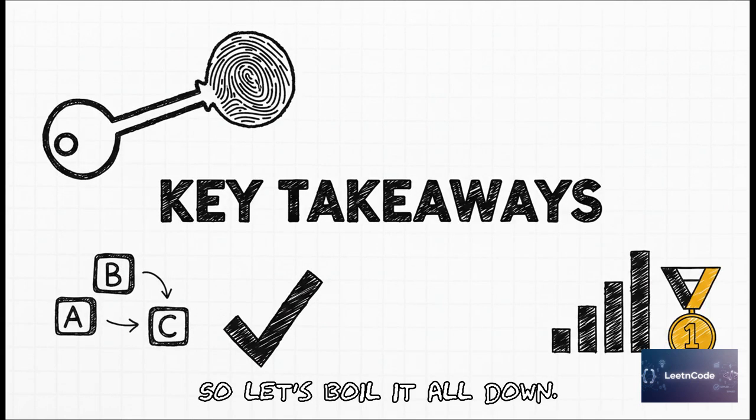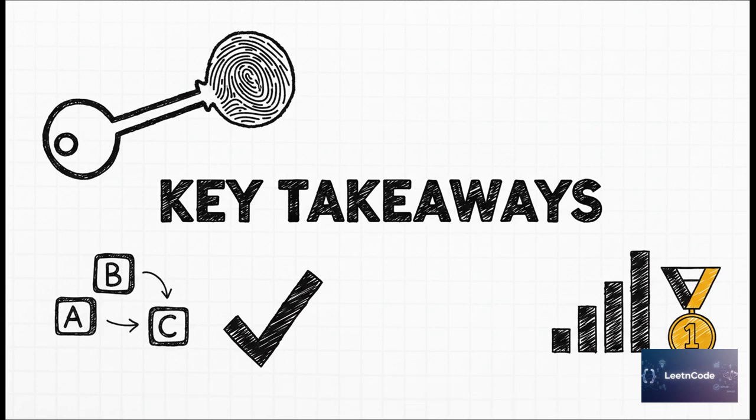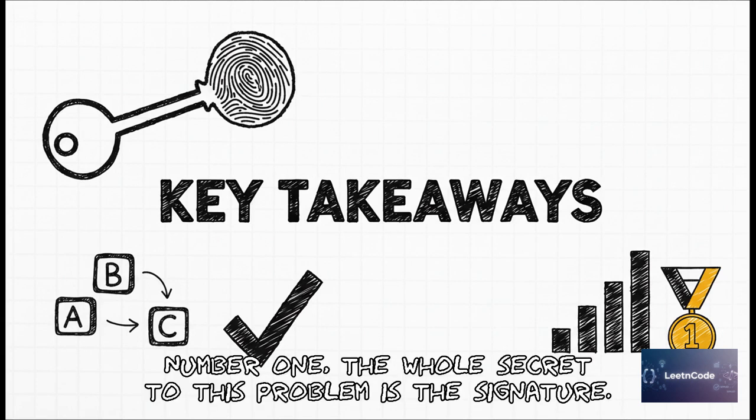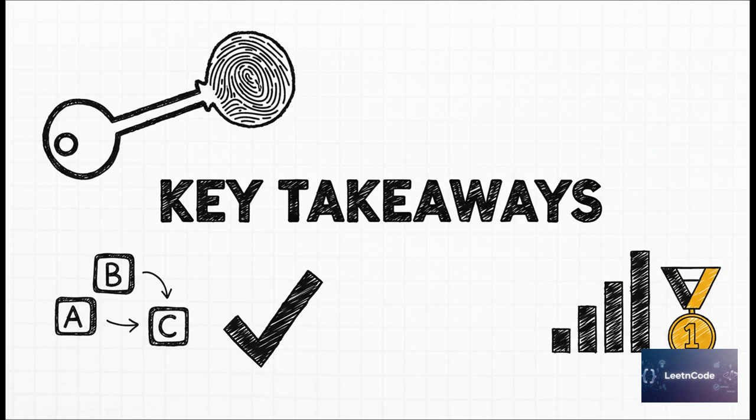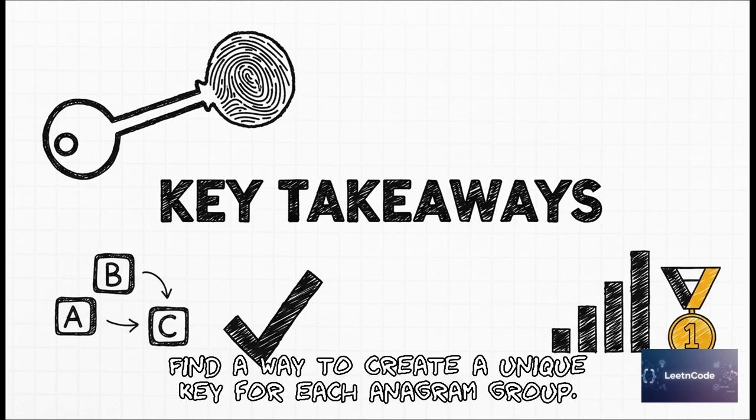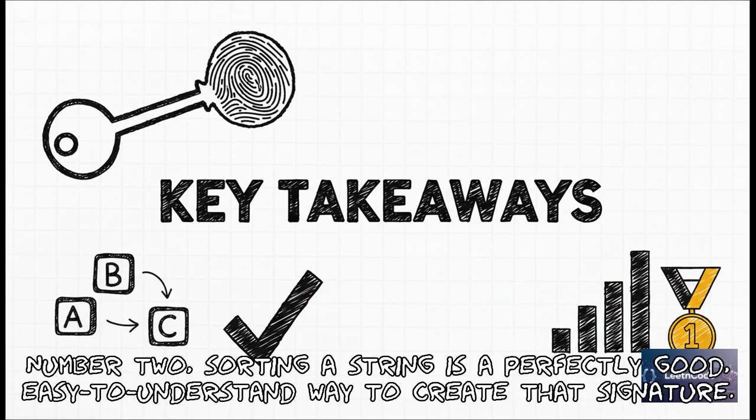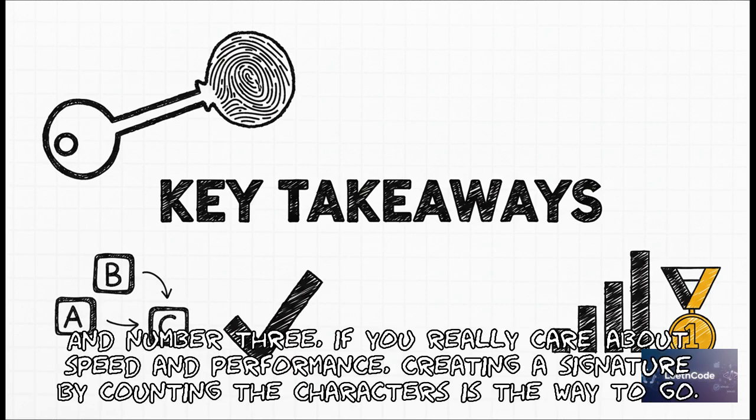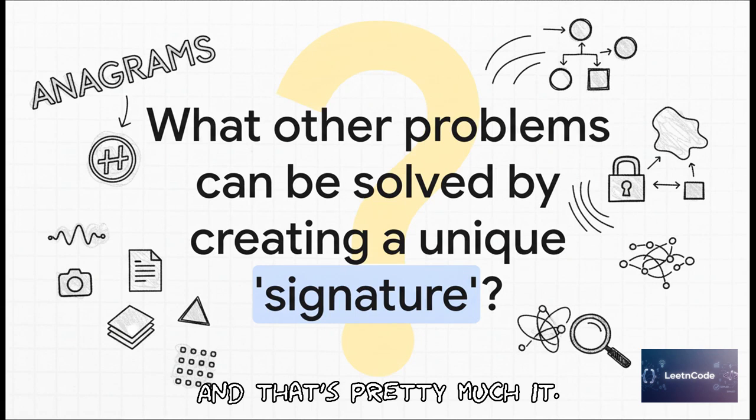So let's boil it all down. What are the big takeaways here? Number one, the whole secret to this problem is the signature. Find a way to create a unique key for each anagram group. Number two, sorting a string is a perfectly good, easy-to-understand way to create that signature. And number three, if you really care about speed and performance, creating a signature by counting the characters is the way to go. And that's pretty much it.